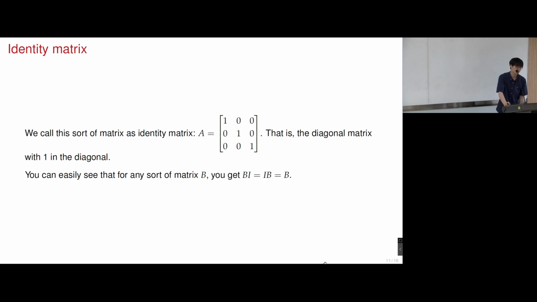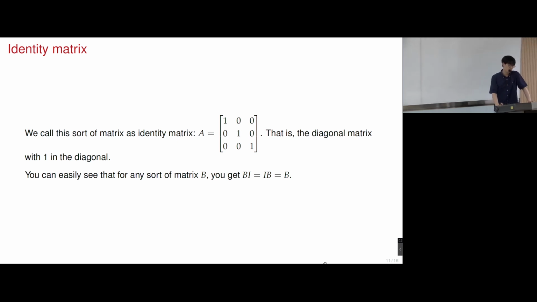A very important matrix you should know is the identity matrix. So what is it? We call this sort of matrix an identity matrix. It's a diagonal matrix, but it has ones on the diagonal. Only one element, okay? There's the number one in the diagonal parts. We call these kinds of matrices identity matrices.